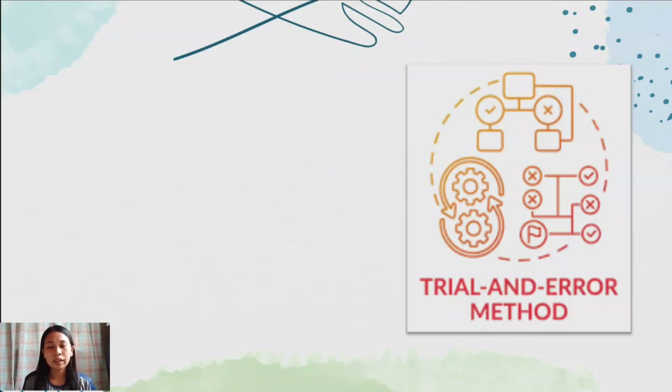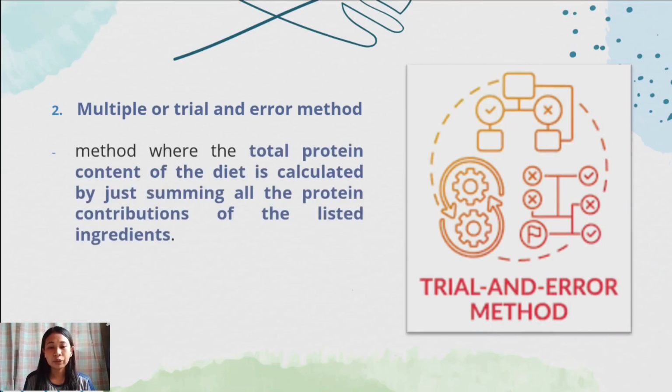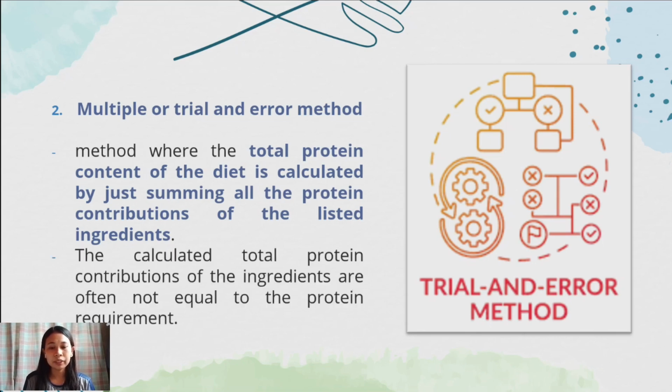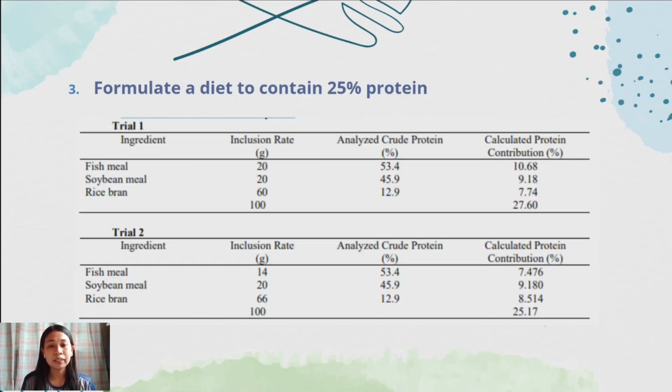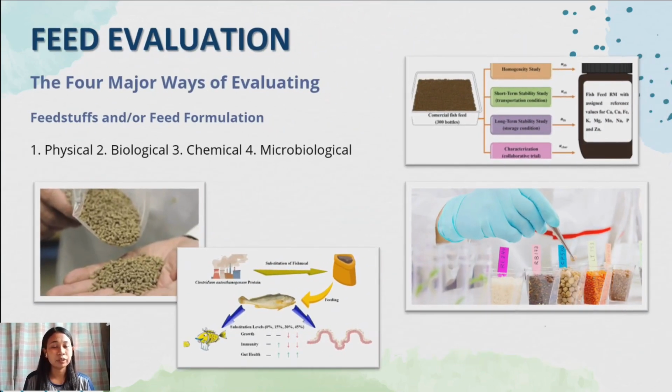So, another method is the multiple or trial and error method. It is a method where the total protein content of the diet is calculated by just summing all the protein contributions of the listed ingredients. The calculated total protein contributions of the ingredients are often not equal to the protein requirement. And lastly, formulate a diet to contain 25% protein.